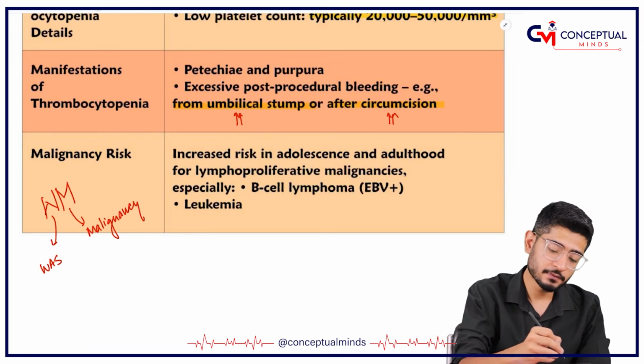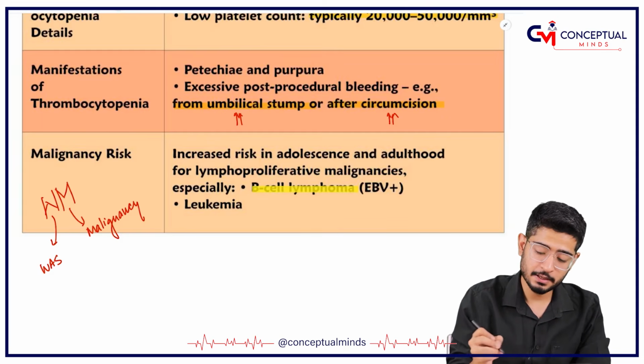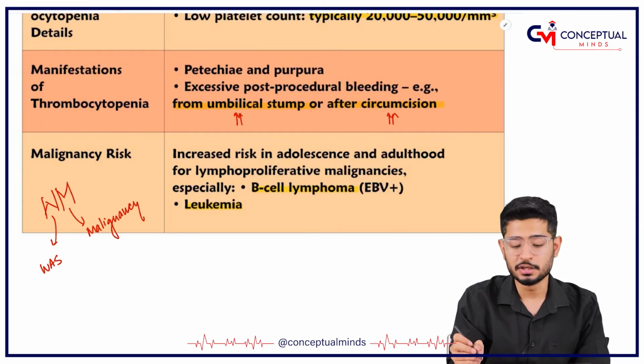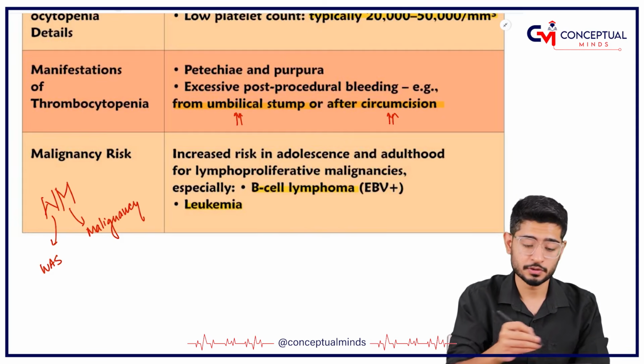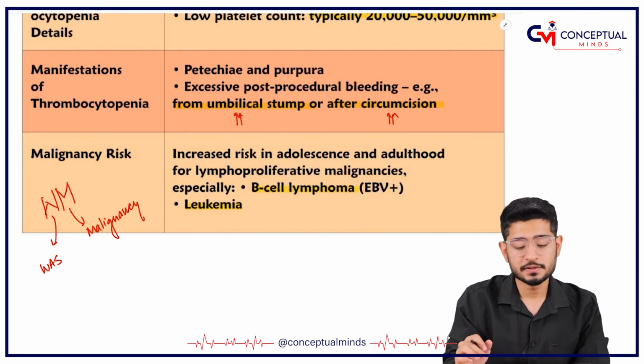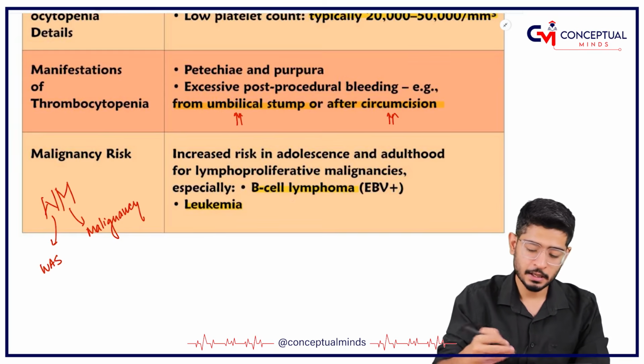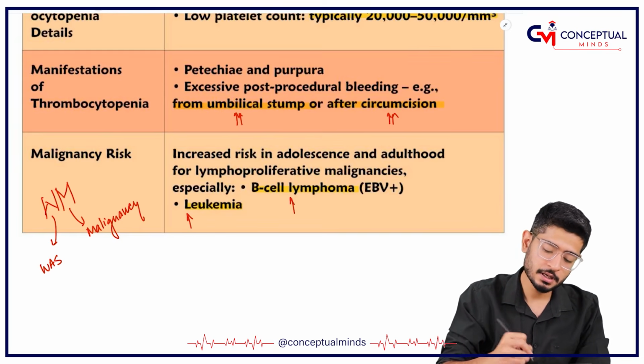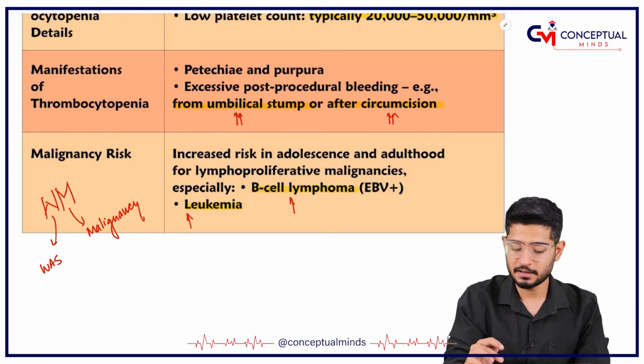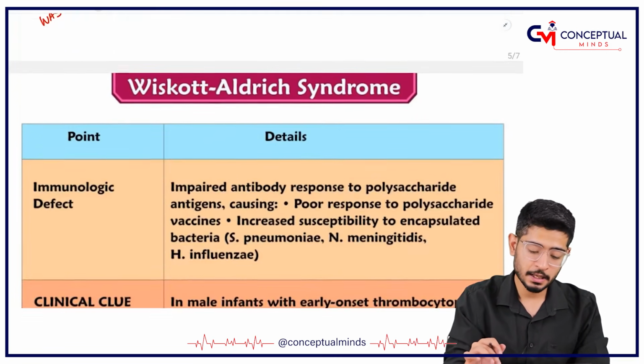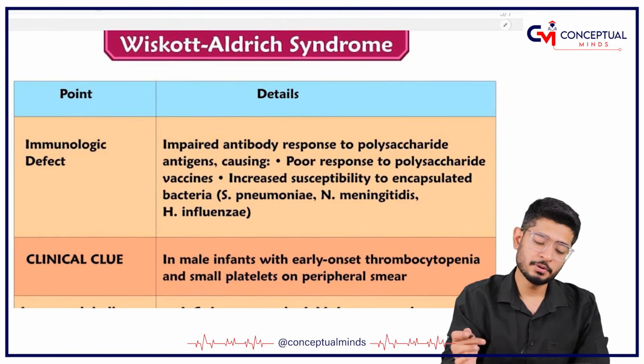Which malignancies? Very simple. One is going to be B cell lymphoma, other is going to be leukemia in adulthood. So once the child grows, it is going to have B cell lymphoma and leukemia. Very simple to understand: L for lymphoma, L for leukemia. And which lymphoma? B cell lymphoma is going to be there.